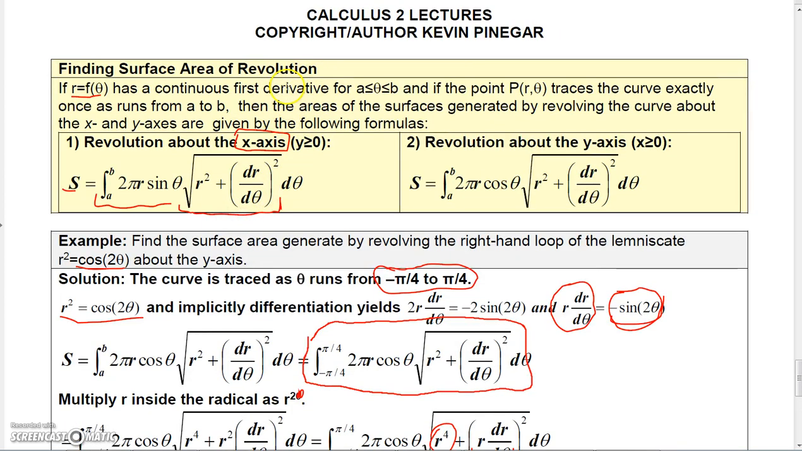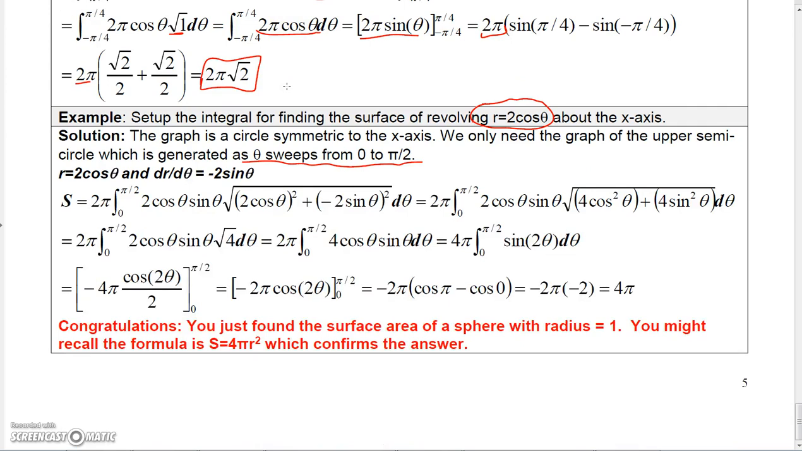So now, we know if we're going to sweep around the x-axis, we're going to use this formula, 2 pi r sine theta. So we're actually going to use, I moved the 2 pi out here to keep it out of the way. Now, r is 2 cosine theta. So remember, I have to have r sine theta in here. Well, here's r, and here's sine theta.